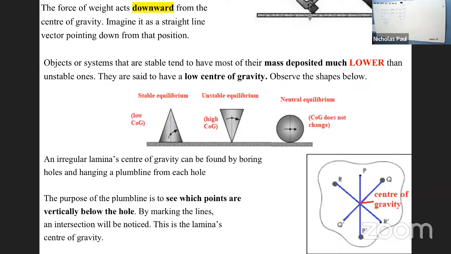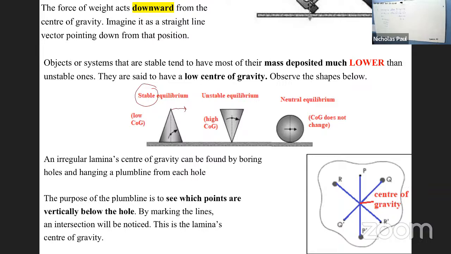Stable equilibrium, if you look at the first one, if you were to displace it, because of the low center of gravity, if you were to move it or apply a force, it will go back to the original point. So that type of equilibrium is called stable equilibrium. When it goes back to the original position, that's called stable equilibrium. That's okay?